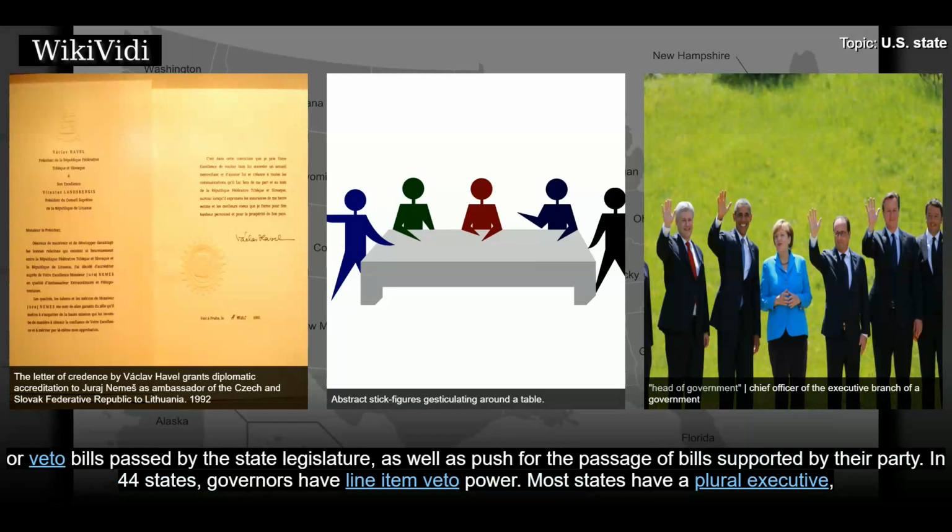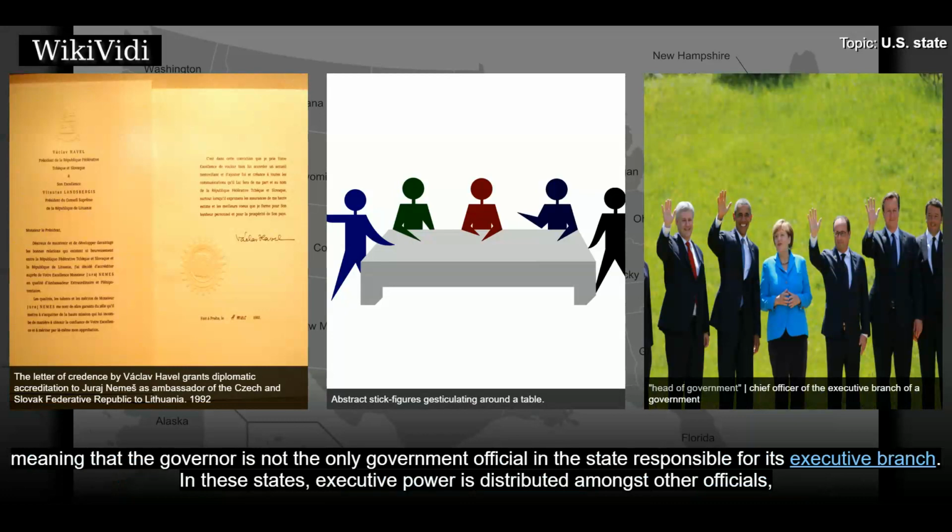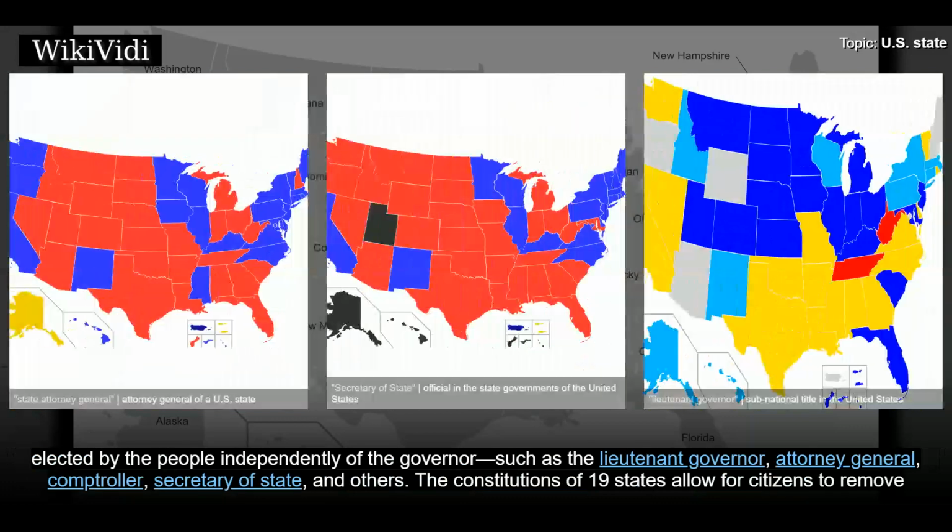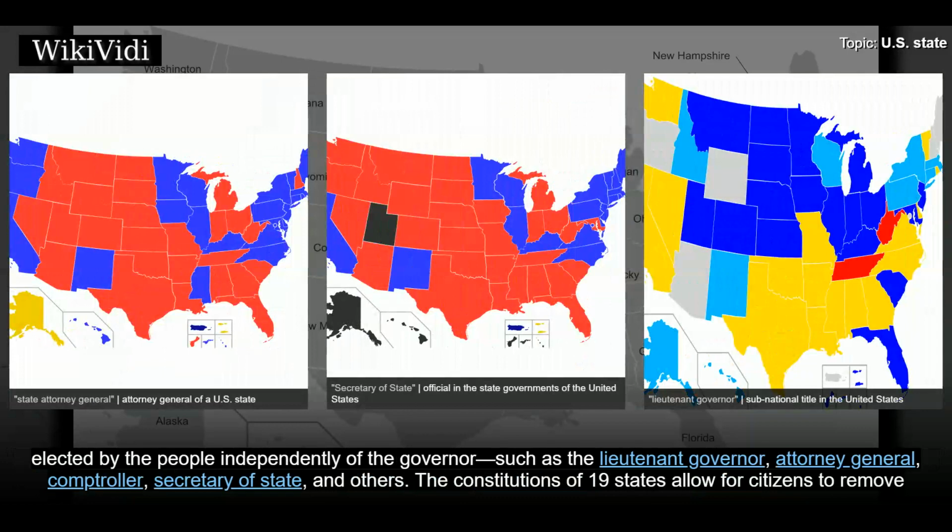Most states have a plural executive, meaning that the governor is not the only government official in the state responsible for its executive branch. In these states, executive power is distributed amongst other officials, elected by the people independently of the governor, such as the Lieutenant Governor, Attorney General, Comptroller, Secretary of State, and others.